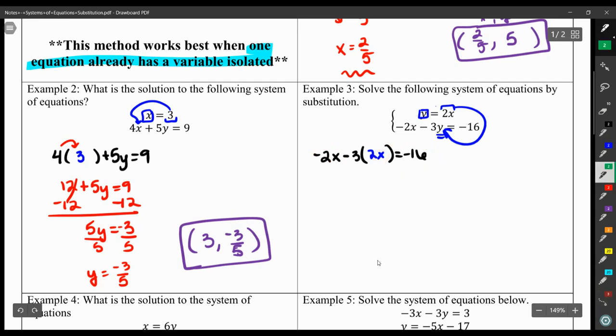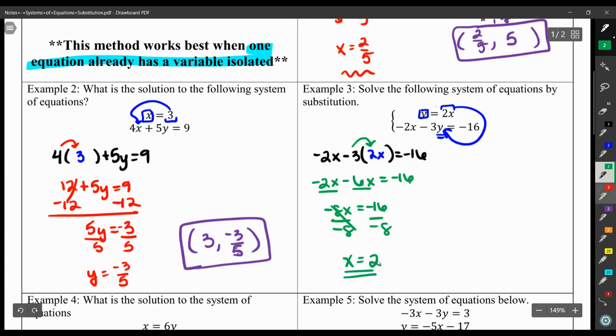Now that we have replaced y with what it is equivalent to, we're going to solve this for x. So distribute the -3, so -2x minus 6x equals -16. I can combine like terms together. So this makes -8x equaling -16. And then to get x completely by itself, we simply divide by -8. So x is equal to 2.